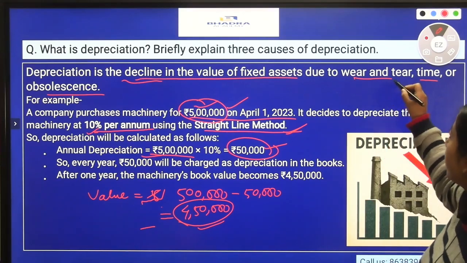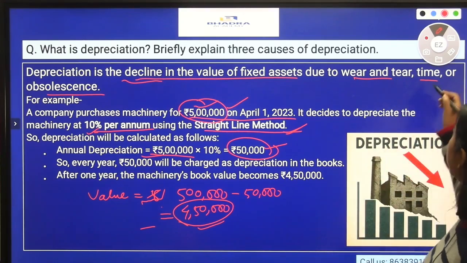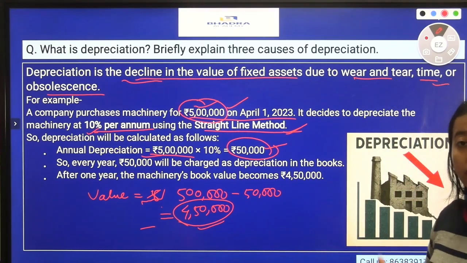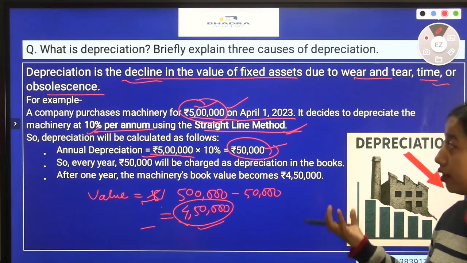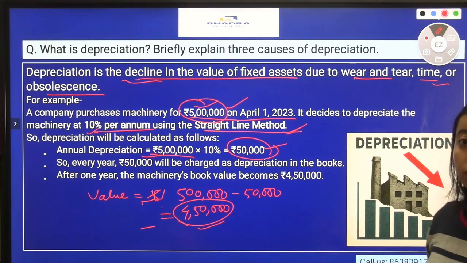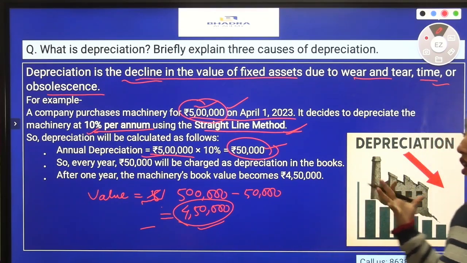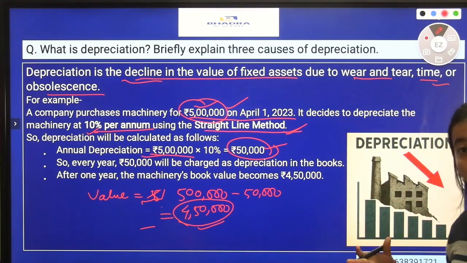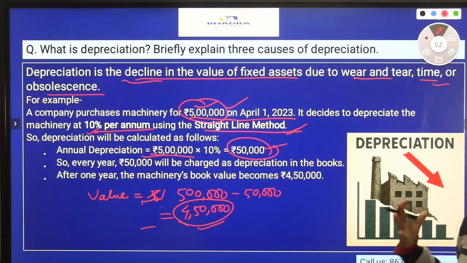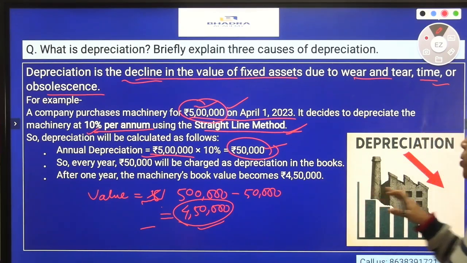Why? Due to wear and tear. Why does wear and tear happen? Because of continuous use. Time, again, because of the passage of time, the fixed assets' value declines, and even because of obsolescence, because of the introduction of new technology, the existing machinery or existing fixed assets get obsolete, or they get outdated. So these are the reasons why depreciation happens.